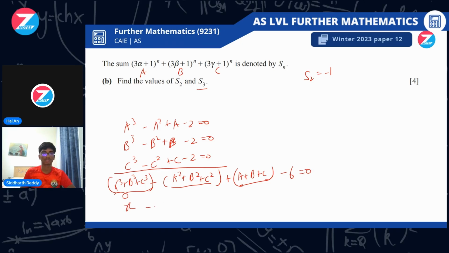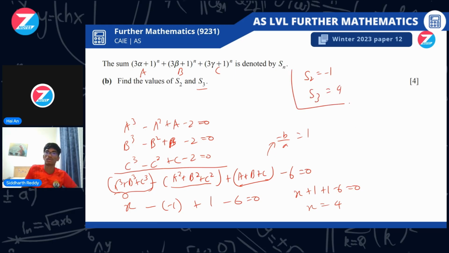So x minus, this is nothing but s2, which is just minus 1. X minus minus 1 plus a plus b plus c. This is the sum of roots, which is minus b by a, which is just 1. This 1 minus 6 is equal to 0. So x plus 1 plus 1 minus 6 is equal to 0. X is equal to 6 minus 2, 4. Okay, so S3 is equal to 4.